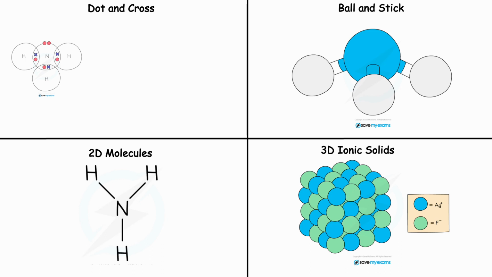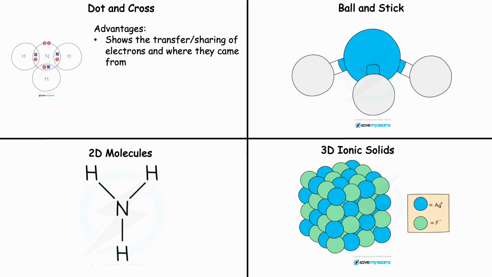So if we look at the dot and cross diagram, advantages include the fact that they clearly show where the electrons come from. So they show crosses for the hydrogen electrons and dots for the nitrogen electrons. So we can see where those electrons go, where they move, and where they come from. So it's really clear at showing us electron transfer.